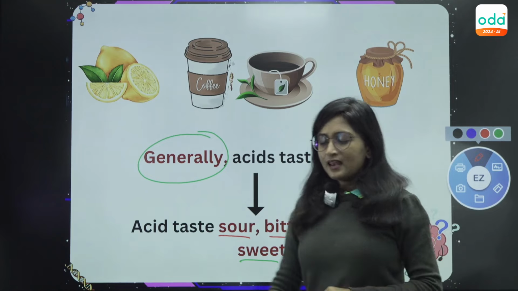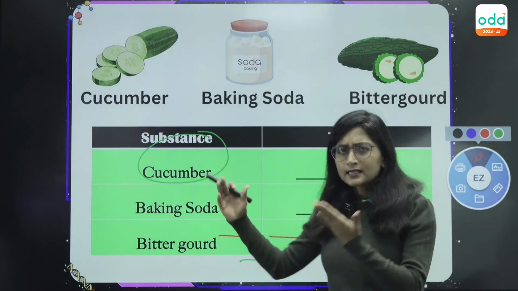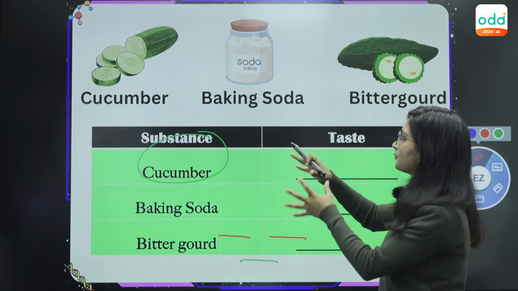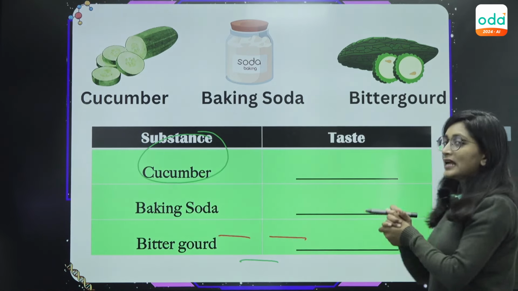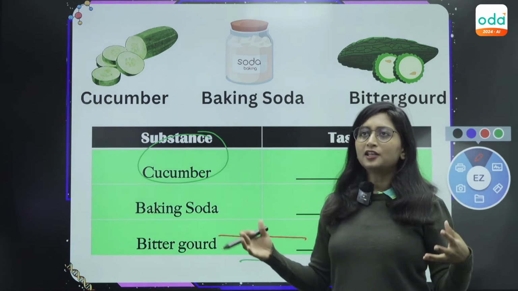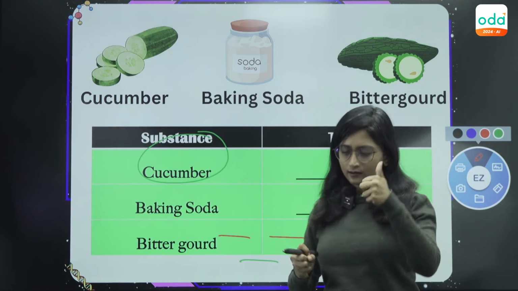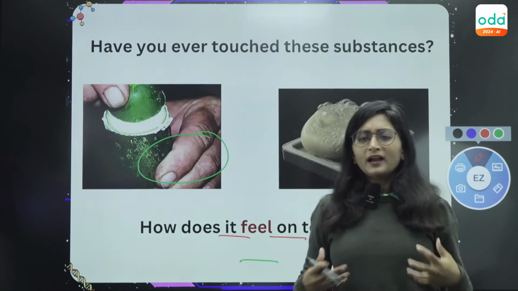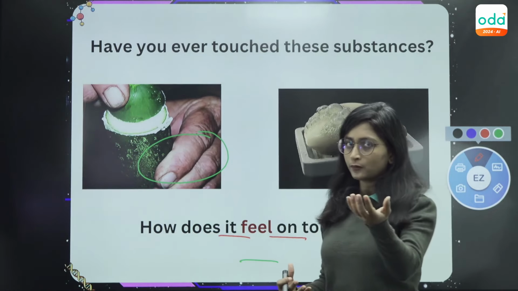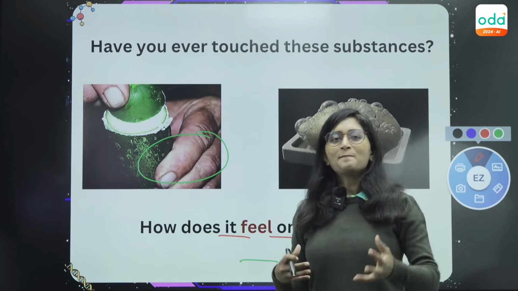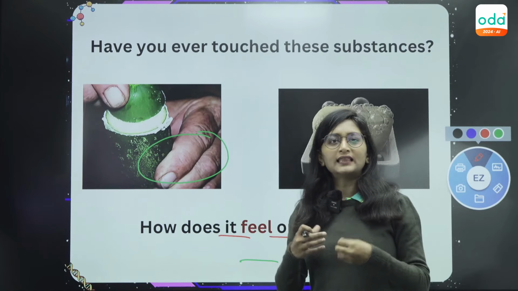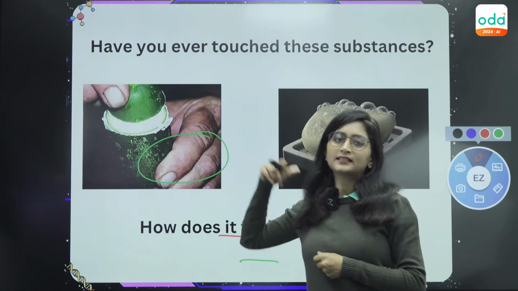Got it? Now, look across these examples. You find that cucumber, baking soda and bitter gourd all taste bitter, and here we can combine them as examples of bases. Now, you might have observed soap, which usually you do not taste, but there is some other kind of property from which we can tell what the nature of this substance is.